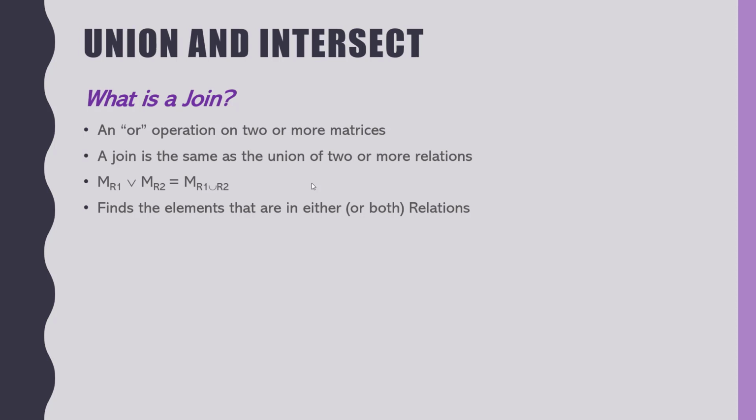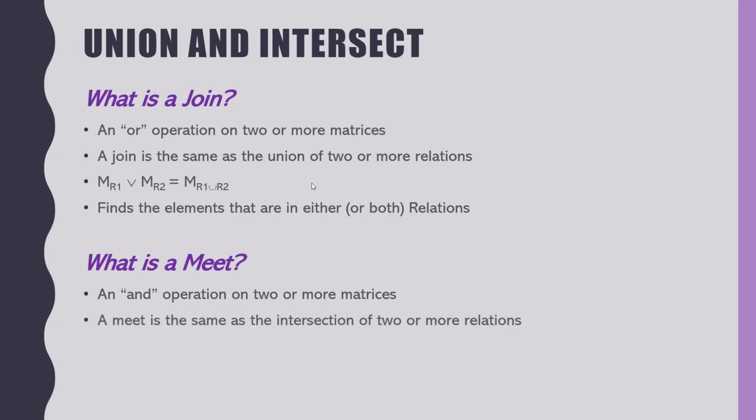So this finds the elements that are in either one of the relations or in both of the relations. A meet, we know it's an AND operation, but the other thing is it's the same as an intersection of two or more relations. So we're saying that the matrix of relation 1 ANDed with the matrix of relation 2 is equal to a matrix that is the intersection of relation 1 and relation 2. Got it? It finds the elements that are in both, right? Our Venn diagram, that's the centerpiece.